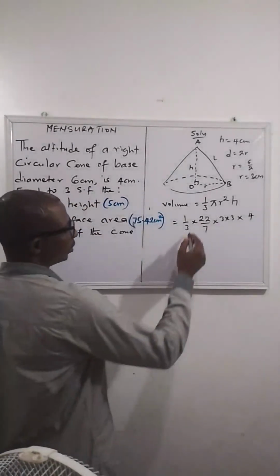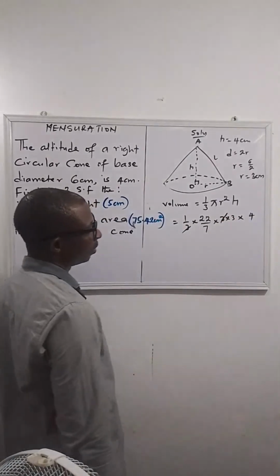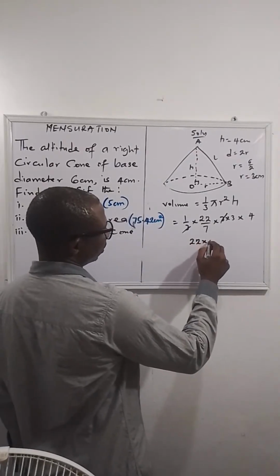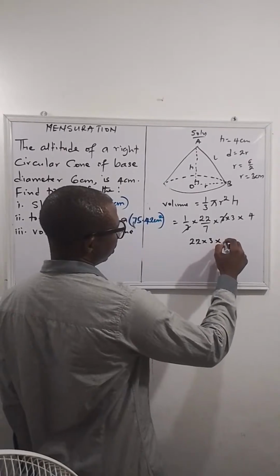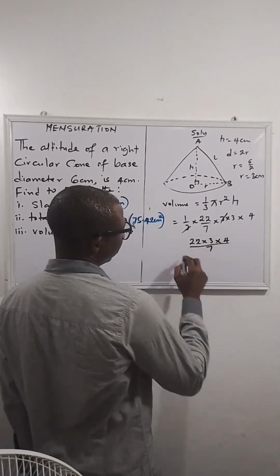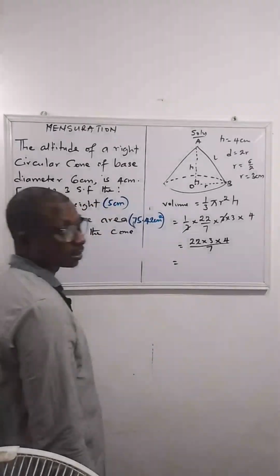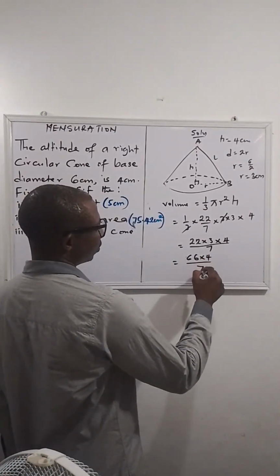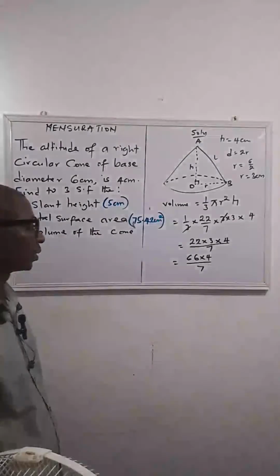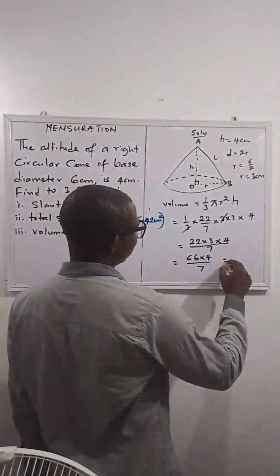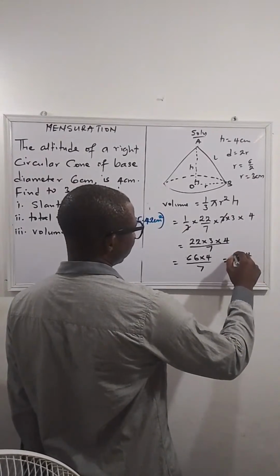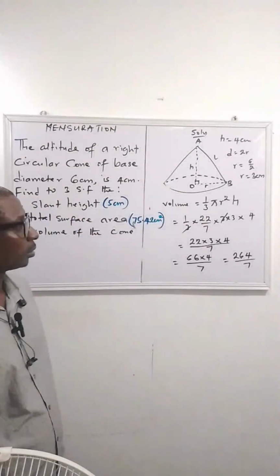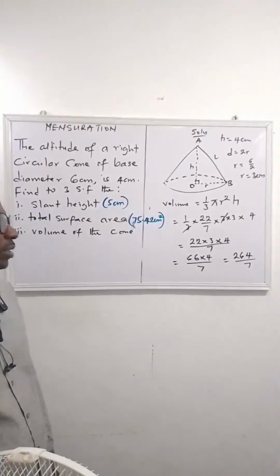Now this one will have cancelled these 3 here. So what we have here now is going to be 22 times 3 times 4 over 7. Can you evaluate that? That's the same thing as saying 66 times 4 over 7. So what do we have? All right, so that is what we have, 264 over 7. Now, can we divide?